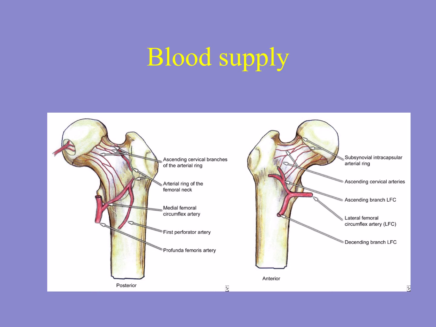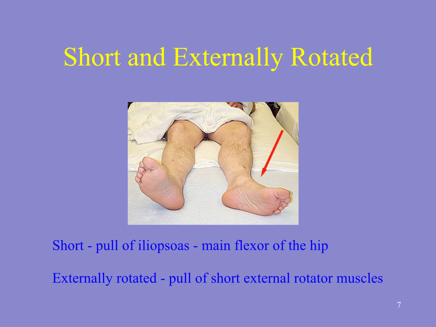So how does the anatomy relate to the short and externally rotated limb? Well, when a patient has a fractured neck of femur, the pull of the iliopsoas results in shortening of the leg. Normally, the short external rotator muscles are opposed by the very strong capsule. If the capsule has been torn, then the external rotator muscles are unopposed and they can turn the leg outwards, resulting in that externally rotated appearance.